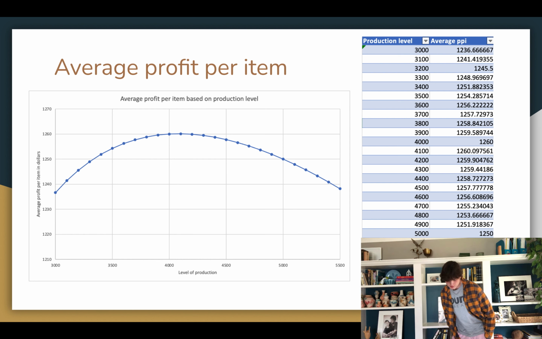And that point is approximately $1,260, and it's right around the 4,000 or 4,100 mark, as you can see from this table on the right. It looks like we are right between 4,100 and 4,200 for our production level. And that's kind of where we hit our peak. So if we wish to maximize our average profit per item, ideally we would be in the 4,100 to 4,200 range for the production level.